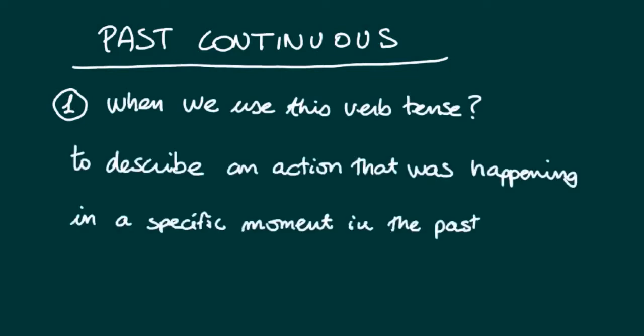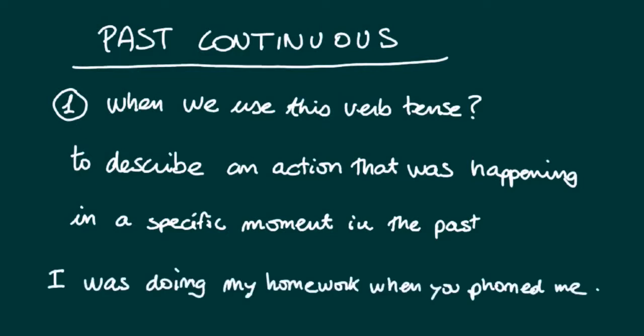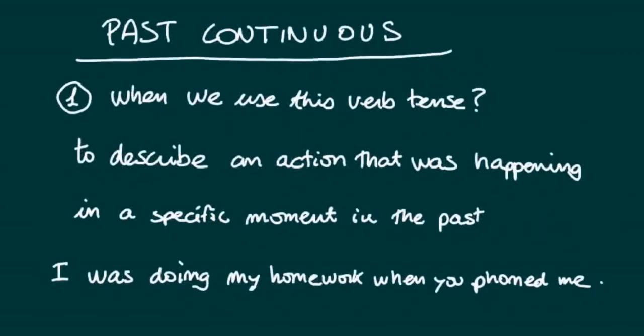We use past continuous when we want to describe an action that was happening in a specific moment in the past. For example, I was doing my homework when you phoned me.